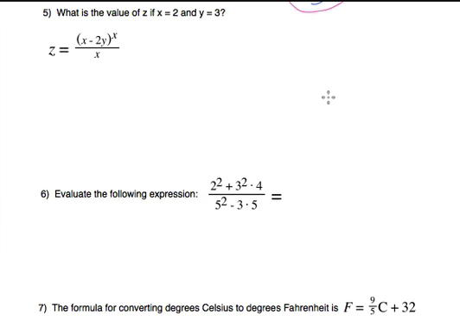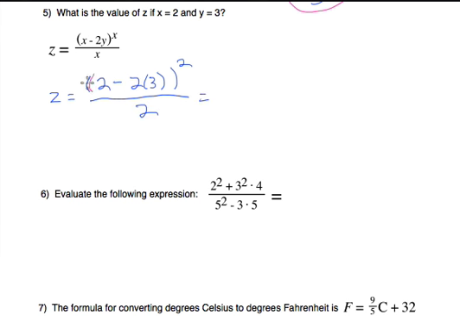Number 5. What is the value of z if x equals 2 and y equals 3? I told you the hardest part of these questions is just writing it down correctly. So x is 2, 2 minus, and then this is 2 times y, which is 3, 2 times 3. And then you're going to raise all of that to the x power, which is 2. You're going to square that. Then you're going to divide that by x, which is 2. Ooh, isn't this fun? So what do we do first?